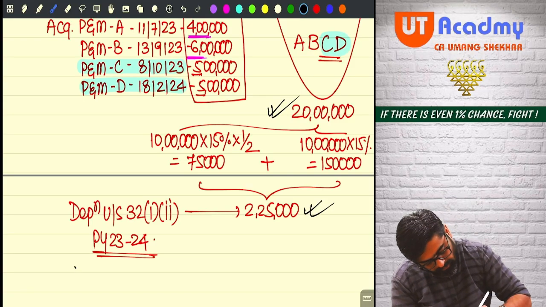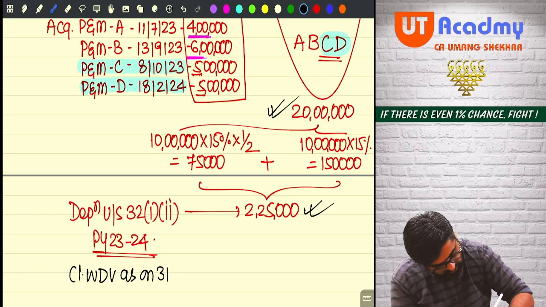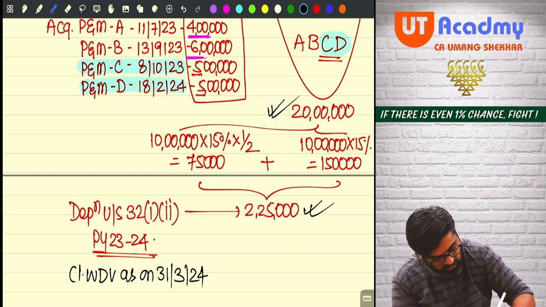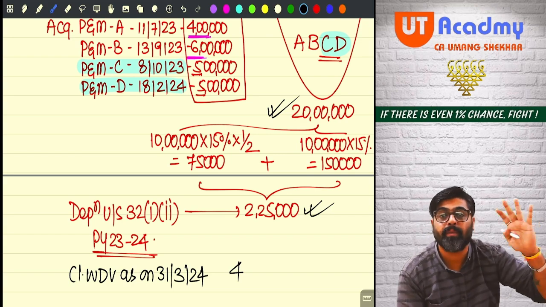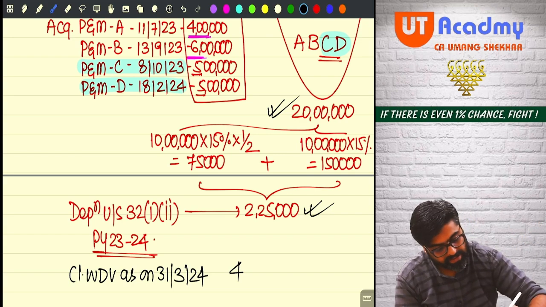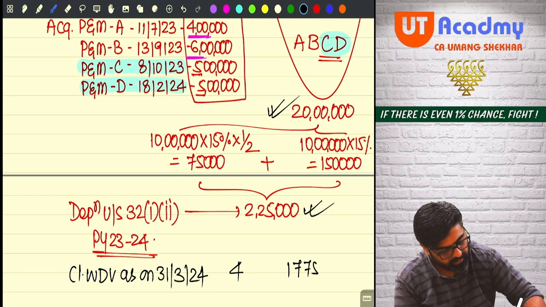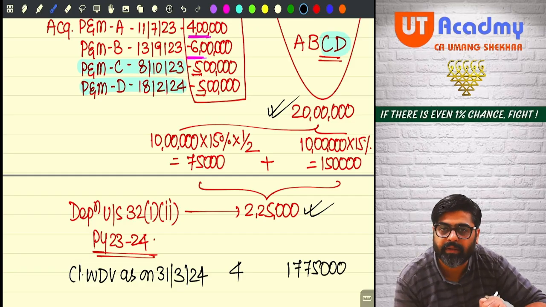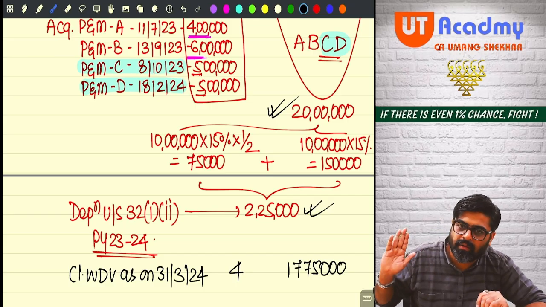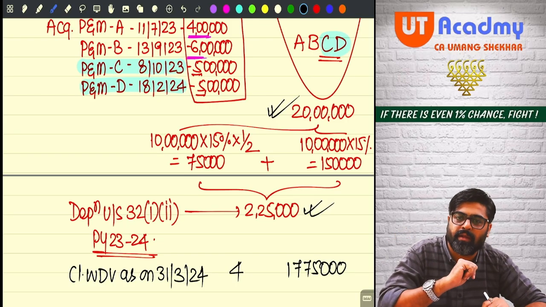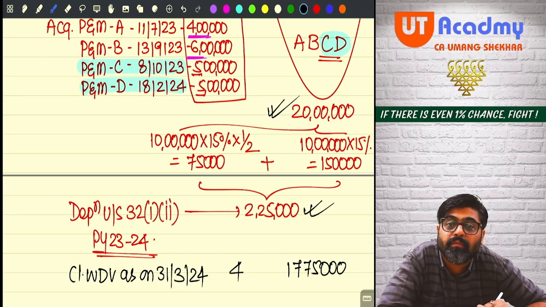So can I say the closing WDV as on 31st March 2024 has 4 assets A, B, C, D. Now whatever cost remains against these 4 assets was 20 lakh minus 2,25,000. How much? 17,75,000, if I'm not wrong. Sure? First year over. Now 24-25, will you do this business? In 24-25 you will do this business?